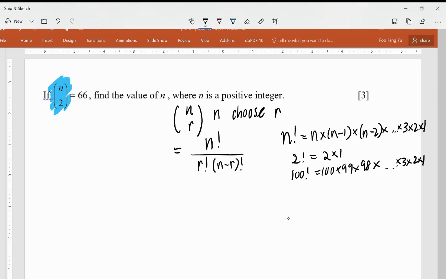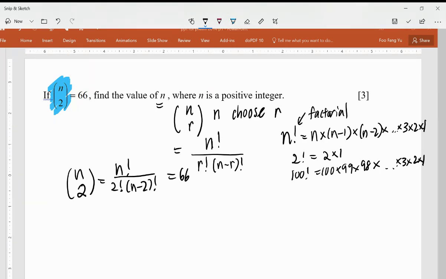Okay? So when they say n choose 2 is 66, n choose 2 means n factorial over 2 factorial times n minus 2 factorial, okay, is equivalent to 66. Okay, so there's no way you can solve for n if you leave it with the exclamation mark, which actually means factorial. Okay, so this exclamation mark is the meaning of factorial. So what we're going to do is we try to make sense of what is n factorial, because there will be a part where you can actually cancel.